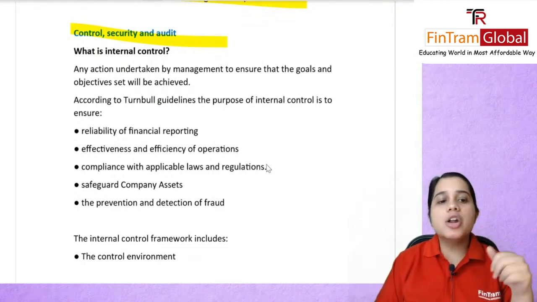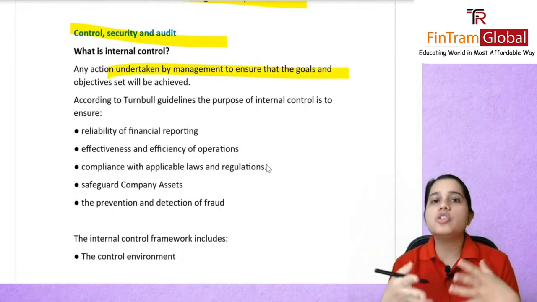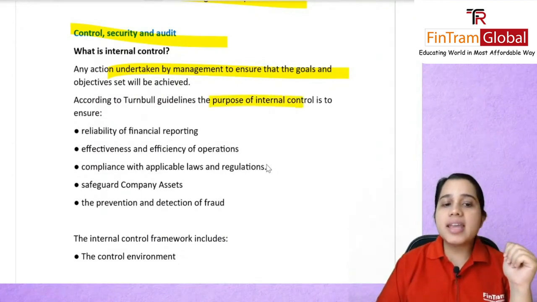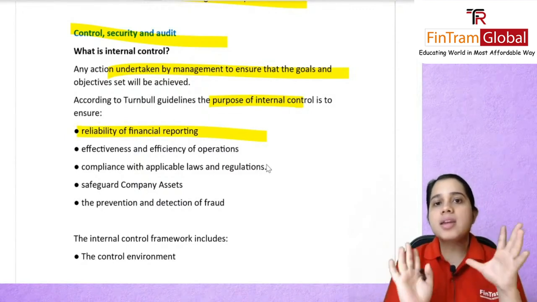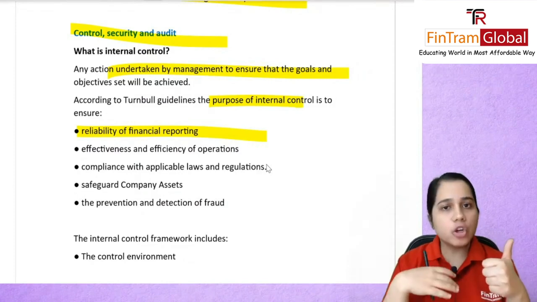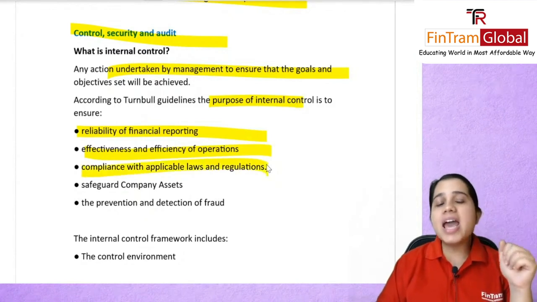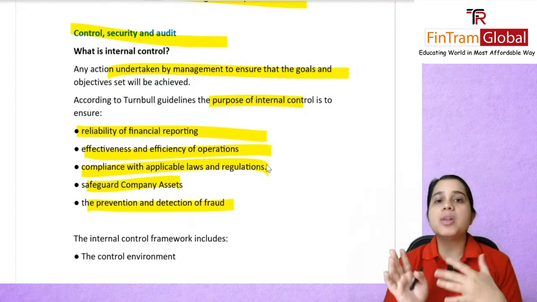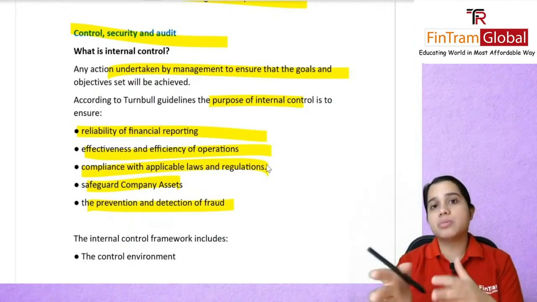So what is an internal control? Any action undertaken by management to ensure that the goals and objectives of their organization can be achieved. The purpose of internal control is the reliability of financial reporting: whatever data you are showing will be reliable because you have controls in place. It also covers effectiveness and efficiency of operations, complying with laws, safeguarding your assets, and being able to prevent and detect fraud. If you have good controls in place, you can prevent fraud from happening, or if it has happened, you can at least detect that something went wrong.